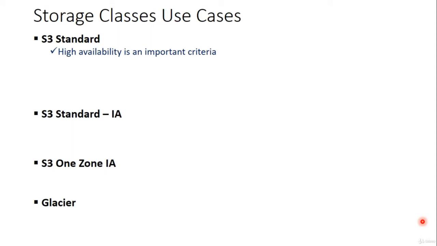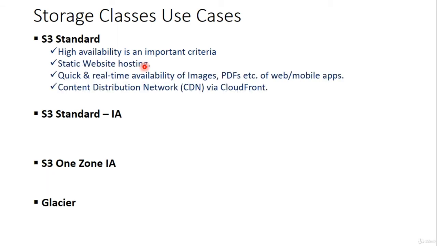Now what are the use cases? S3 Standard, as we have already discussed, is for high availability. If high availability is an important criteria, go for S3 Standard. Then we have static website hosting, quick and real-time availability of images, PDF, etc. of web or mobile apps, and then CDN. S3 Standard also offers you CDN via Amazon CloudFront. It is one of the coolest services in AWS, CloudFront CDN. It's a global content distribution network.